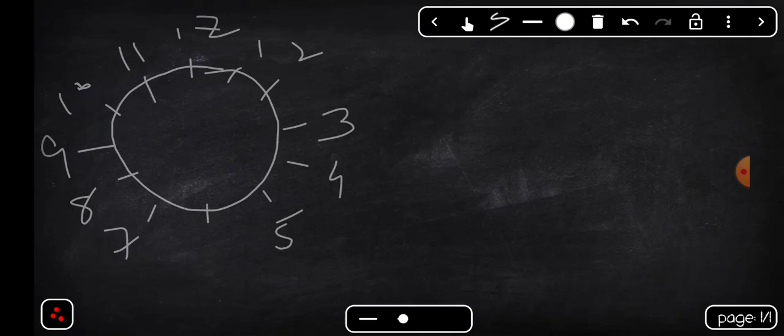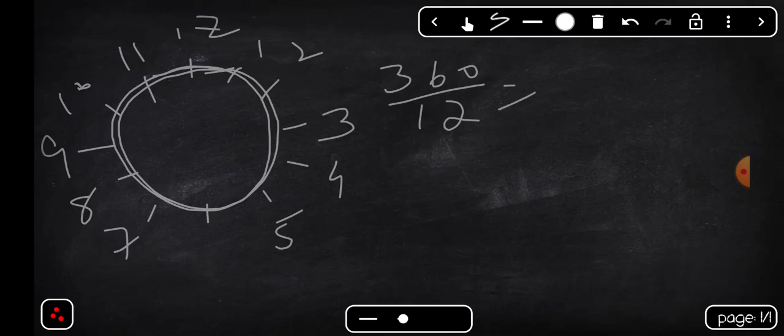Let us see what a clock is: a complete circle having 360 degrees. It is divided into 12 equal parts, 1 to 12. 360 divided by 12 is 30 degrees. That means from 12 to 1 it is 30 degrees, and 1 to 2 it is 30 degrees. So 30 degrees is the distance between two points: 1 to 2, 2 to 3, 3 to 4, each is 30 degrees.